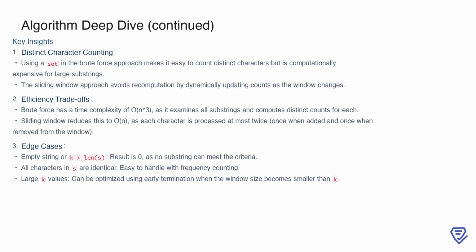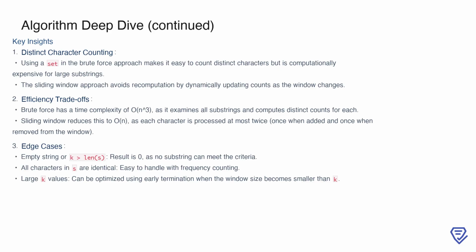In the brute force approach, using a set simplifies the process of identifying distinct characters, but this comes at a cost because the set needs to be recomputed for every substring. The sliding window method, on the other hand, avoids this recomputation by dynamically updating a frequency map as the window changes. This distinction makes a huge difference in efficiency. The brute force approach has a time complexity of O(n³), because it examines all possible substrings and calculates distinct counts repeatedly. The sliding window method significantly improves upon this, reducing the time complexity to O(n), as each character is added and removed from the window at most once.